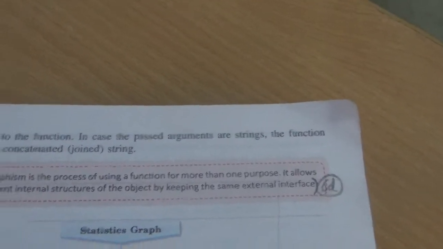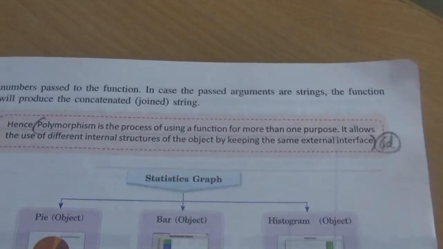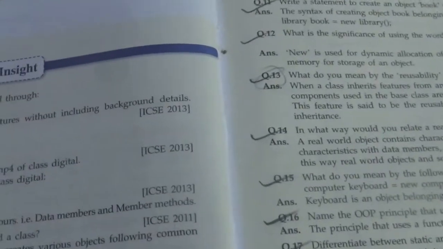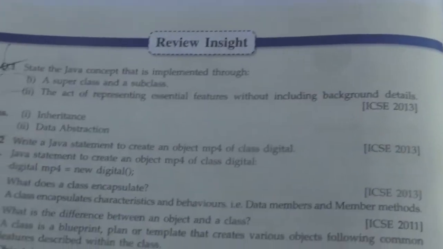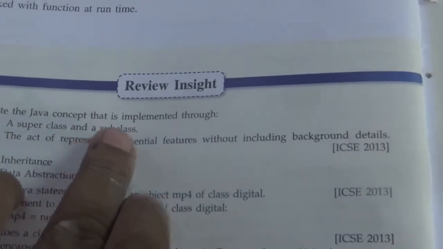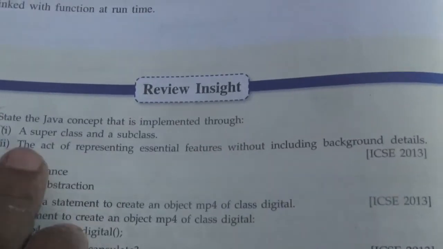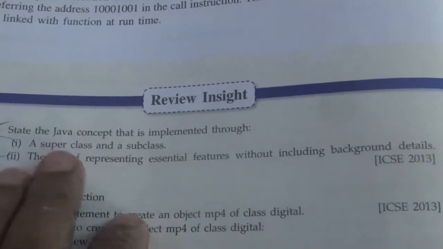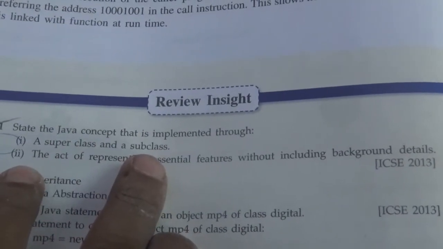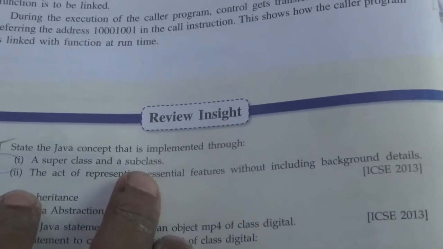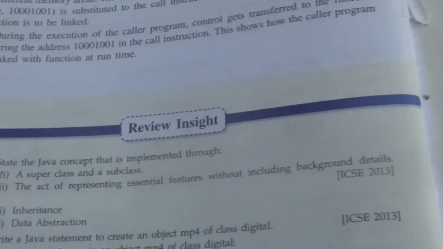So go through whatever I taught you, and after that if you have any query you can ask me. After going through this you can solve all these question answers. State the Java concept that is implemented through a superclass and a subclass. This concept of superclass and subclass is used in inheritance.